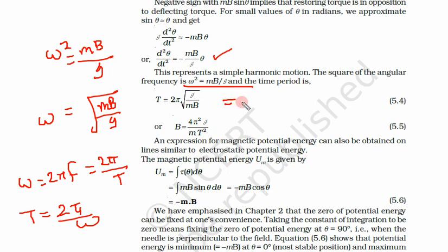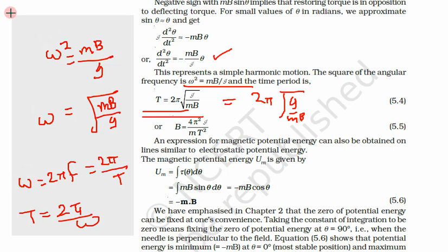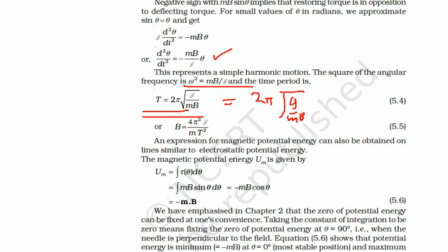So what does T become? T will be 2 pi and the opposite of omega, which is under root I upon mB. So this is the time period of the rotation. With the help of this time period of rotation, we can calculate the magnetic field. Once we get the time period of this oscillation, we can calculate the magnetic field.